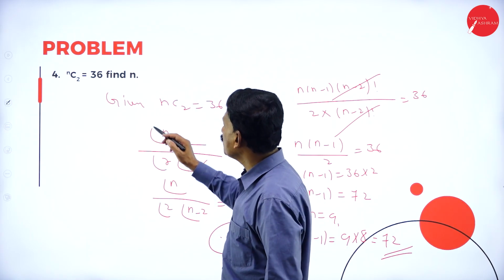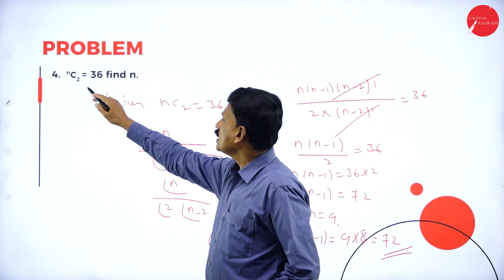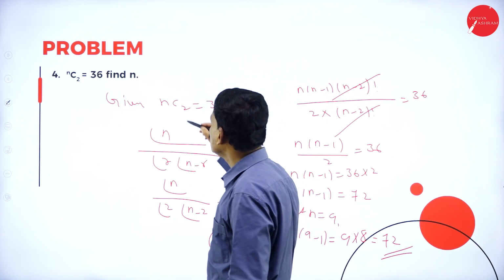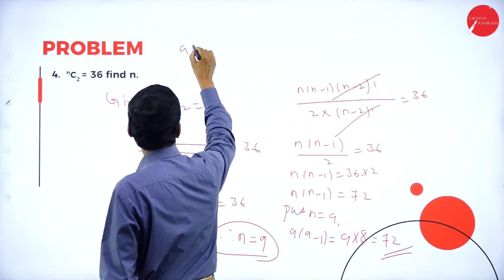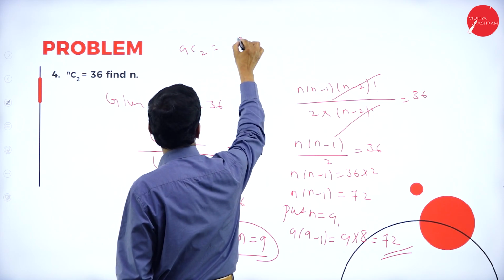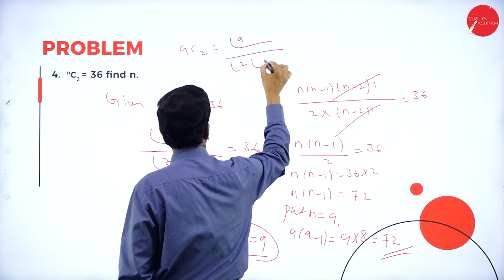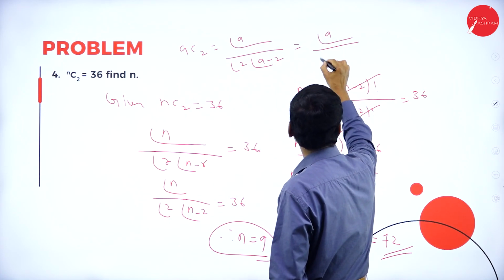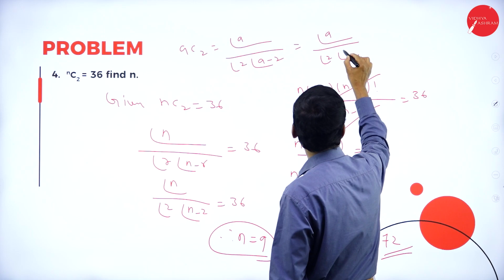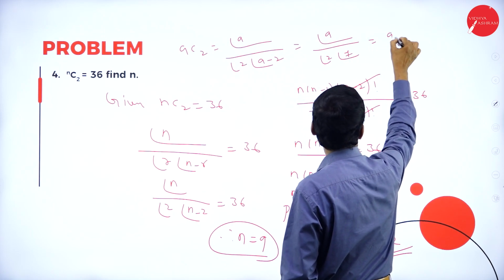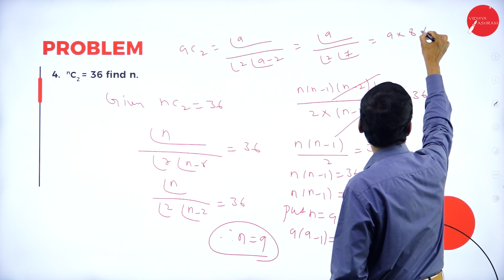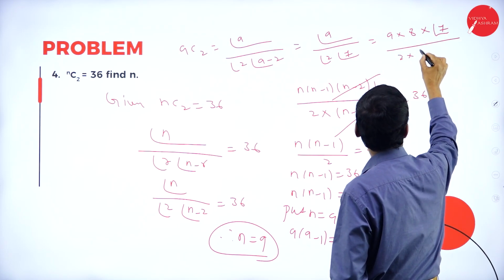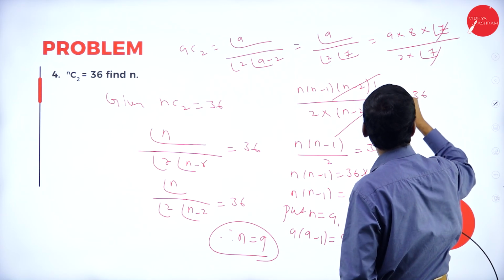If you want to verify, put N is equal to 9, 9C2 is equal to 36, you will get. If you put N is equal to 9, what is 9C2? 9C2 is equal to factorial 9 divided by 2 factorial into 9 minus 2 factorial, that is factorial 9 divided by 2 factorial into 7 factorial. This is 9 into 8 into factorial 7 divided by 2 into factorial 7, 7 factorial gets cancelled.